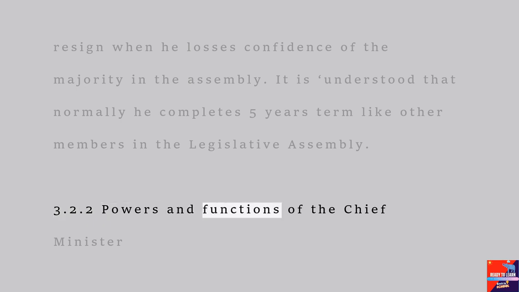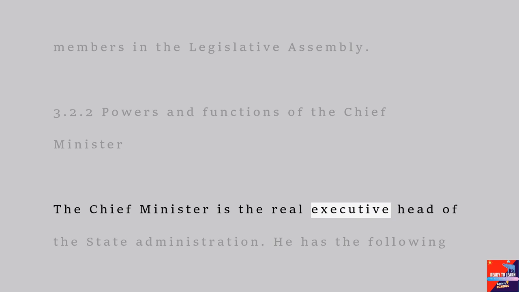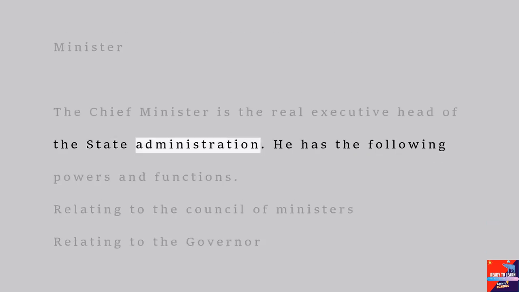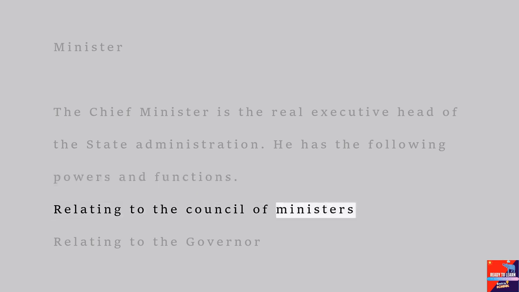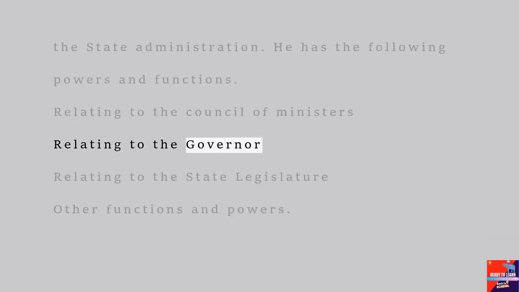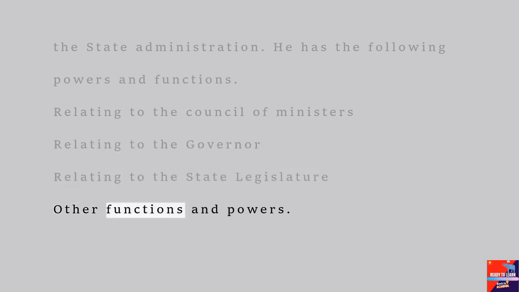3.2.2 Powers and functions of the chief minister. The chief minister is the real executive head of the state administration. He has the following powers and functions. Relating to the Council of Ministers. Relating to the governor. Relating to the state legislature. Other functions and powers.